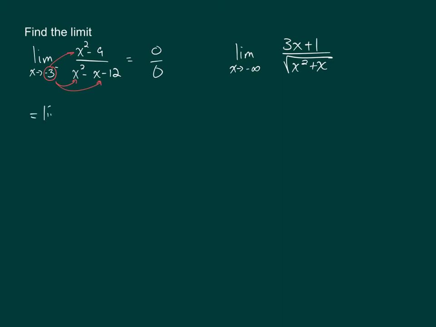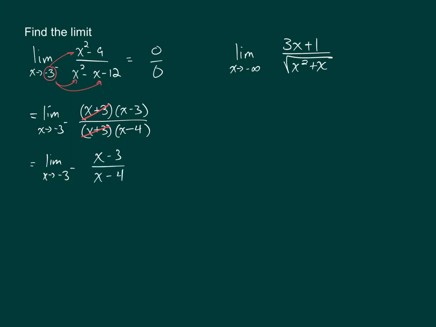Here we go. This is the limit as x approaches -3 from the left of x plus 3 times x minus 3 all over x plus 3 times x minus 4. So I factored the numerator by difference of squares, factored the denominator to get this new expression. And now I can reduce away the x plus 3's. The limit as x approaches -3 from the left of x minus 3 over x minus 4.